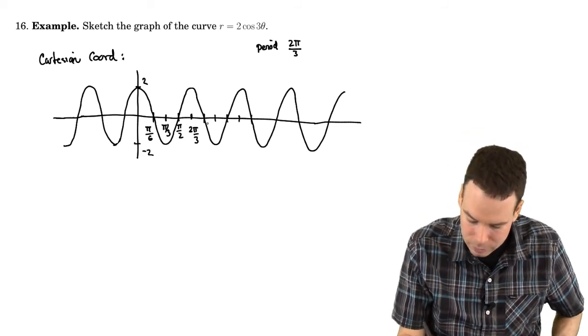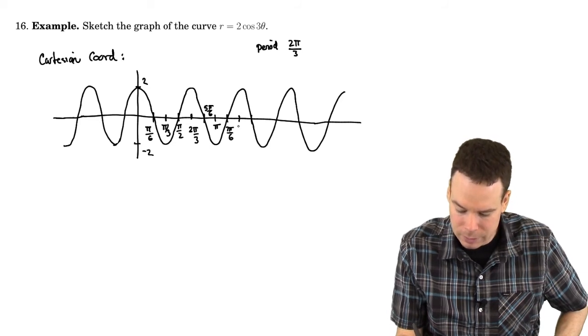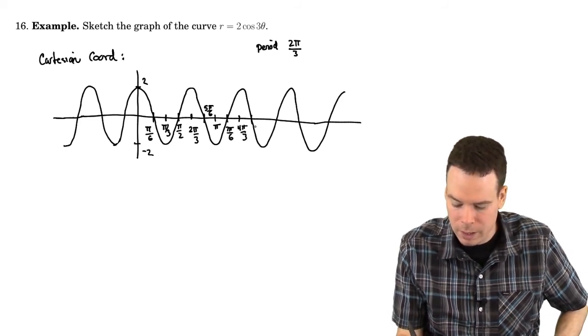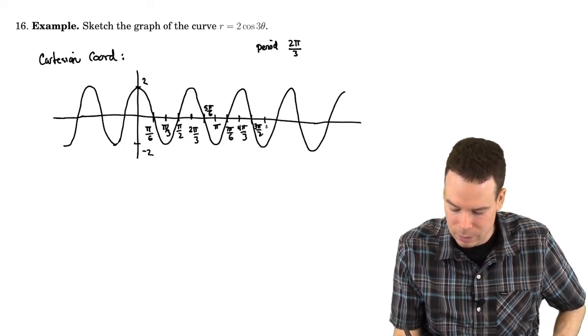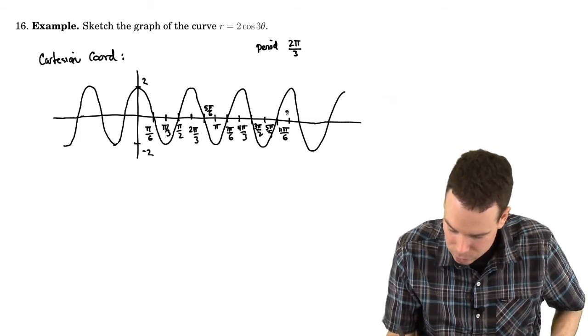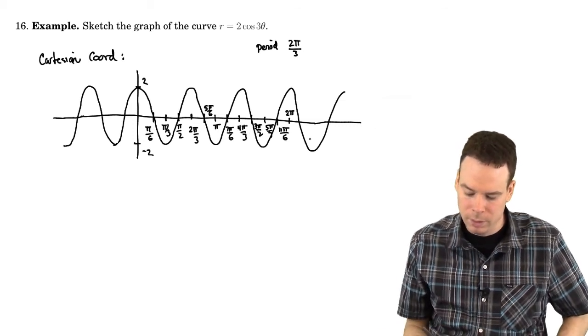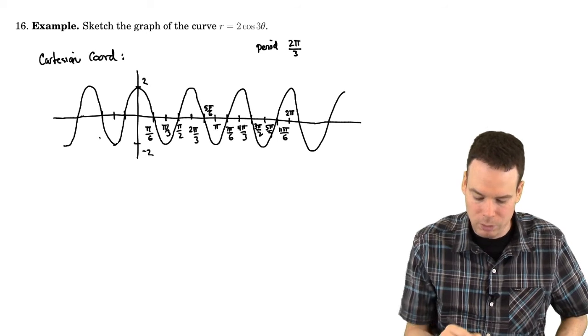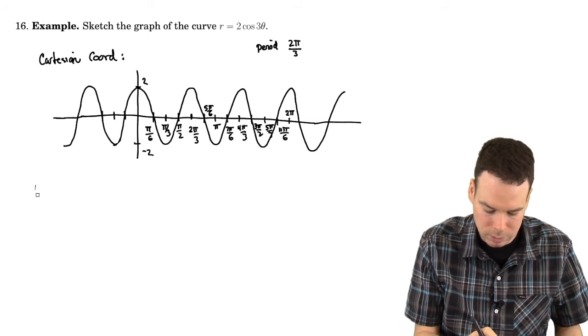So this was 4 pi by 6, and that's now 5 pi by 6, 6 pi by 6, 7 pi by 6, 8 pi by 6 is 4 pi by 3, 9 pi by 6 is 3 pi by 2, 10 pi by 6 is 5 pi by 3, 11 pi by 6, 12 pi by 6 is 2 pi. We can keep going, but I'll stop there. And then you can do the same thing in the other direction. Let's see if we've now got enough information to get our polar coordinates sketched.